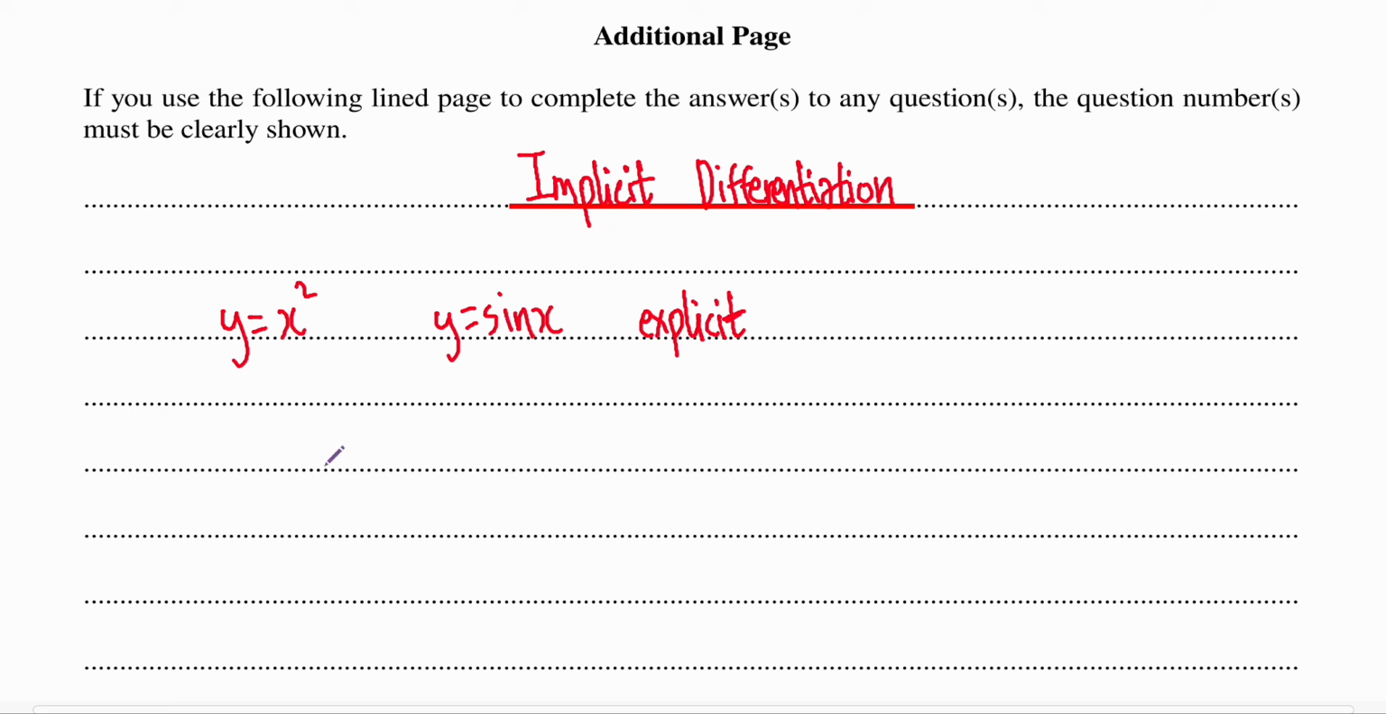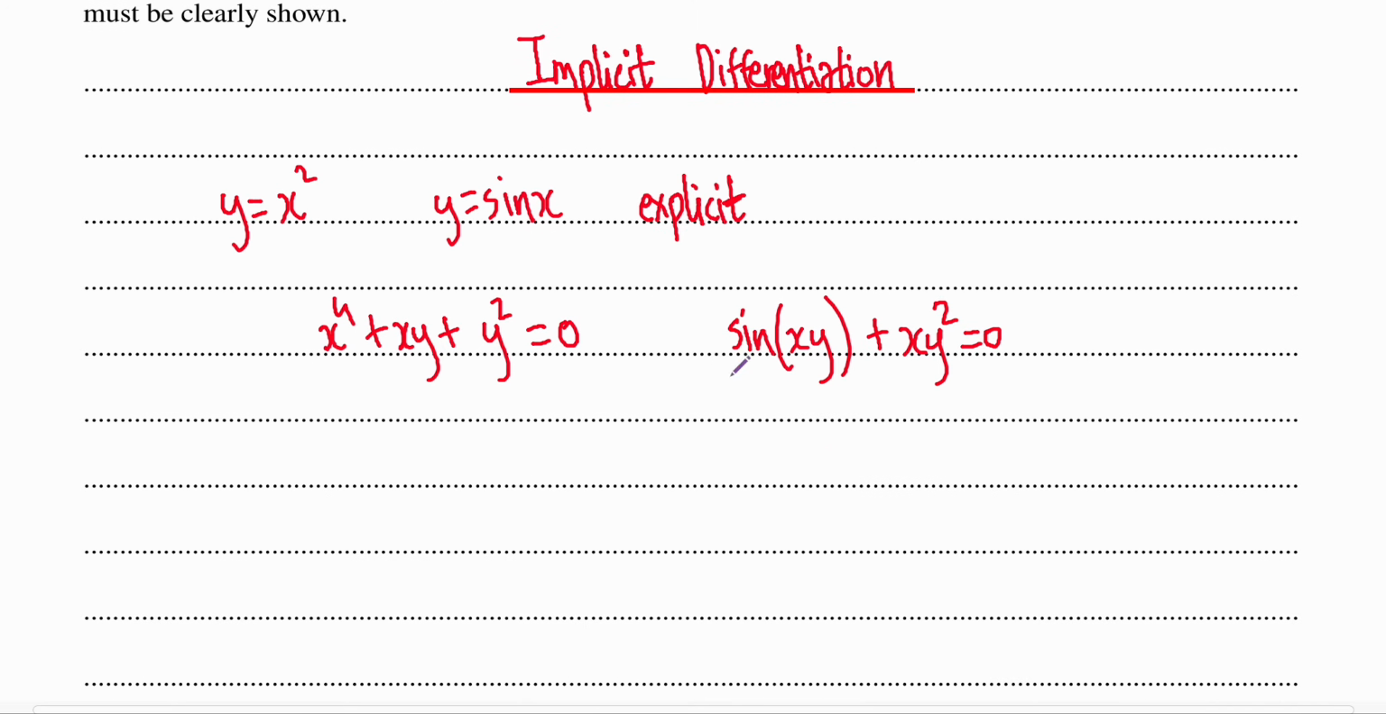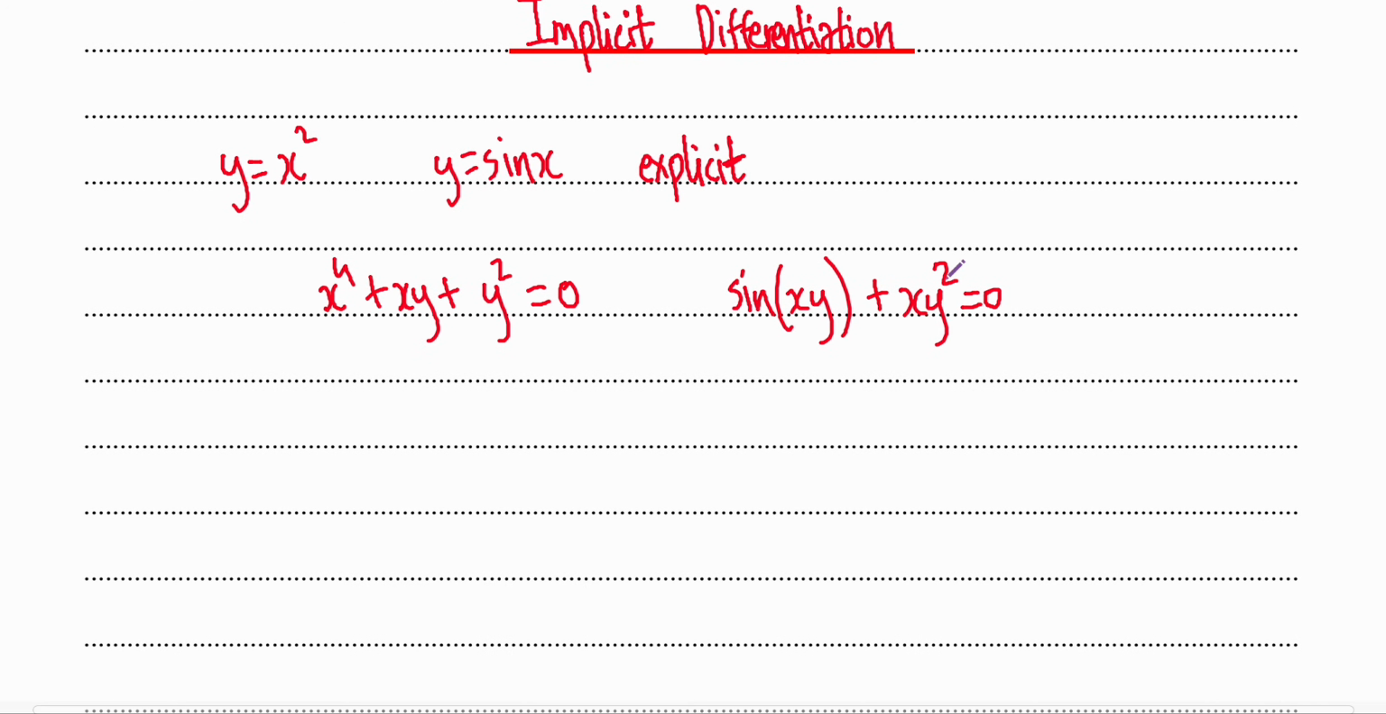But let's say you had something like x to the 4 plus xy plus y squared is equal to 0. How do you separate this equation? Or something more difficult than this. Let's say I gave you sine of xy plus xy squared is equal to 0. How would you separate these equations? It would take a lot of time and you'd have to be very careful. So these are called implicit equations because you can't really get x on one side and y on the other side. You can't get y in terms of x.